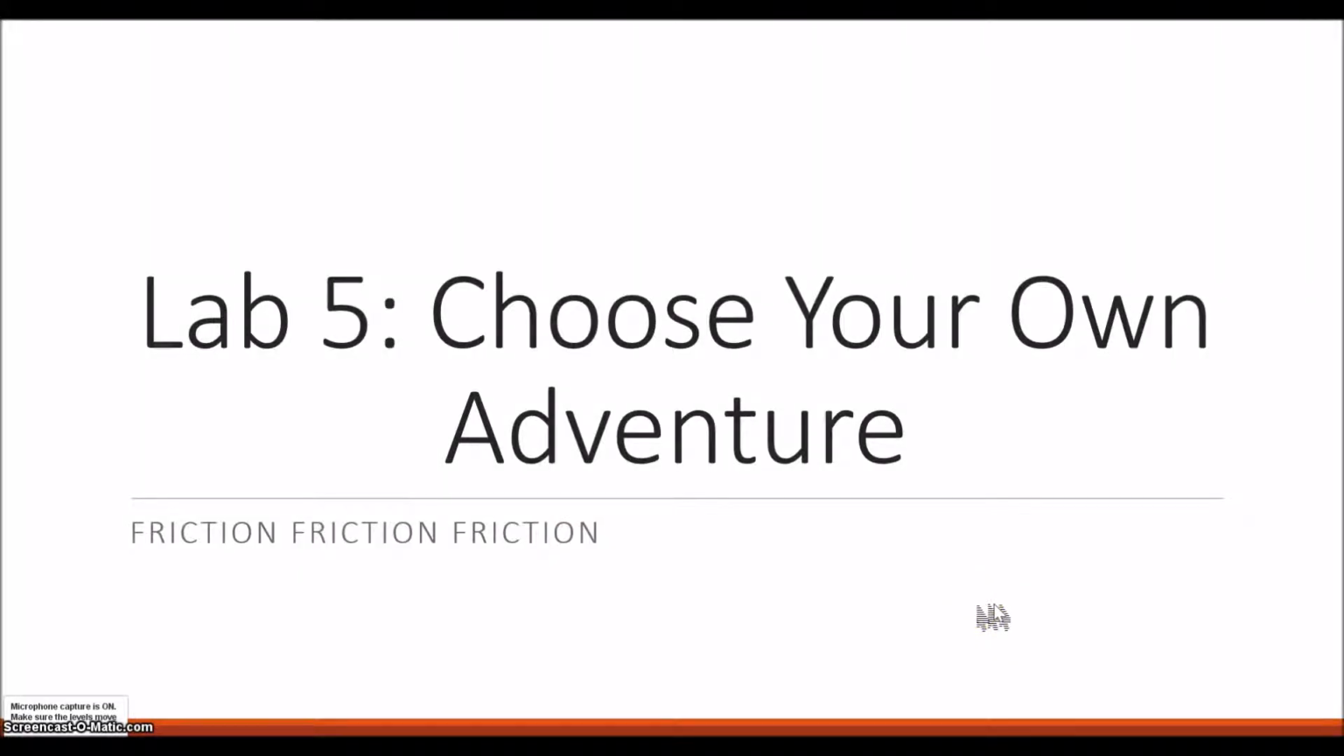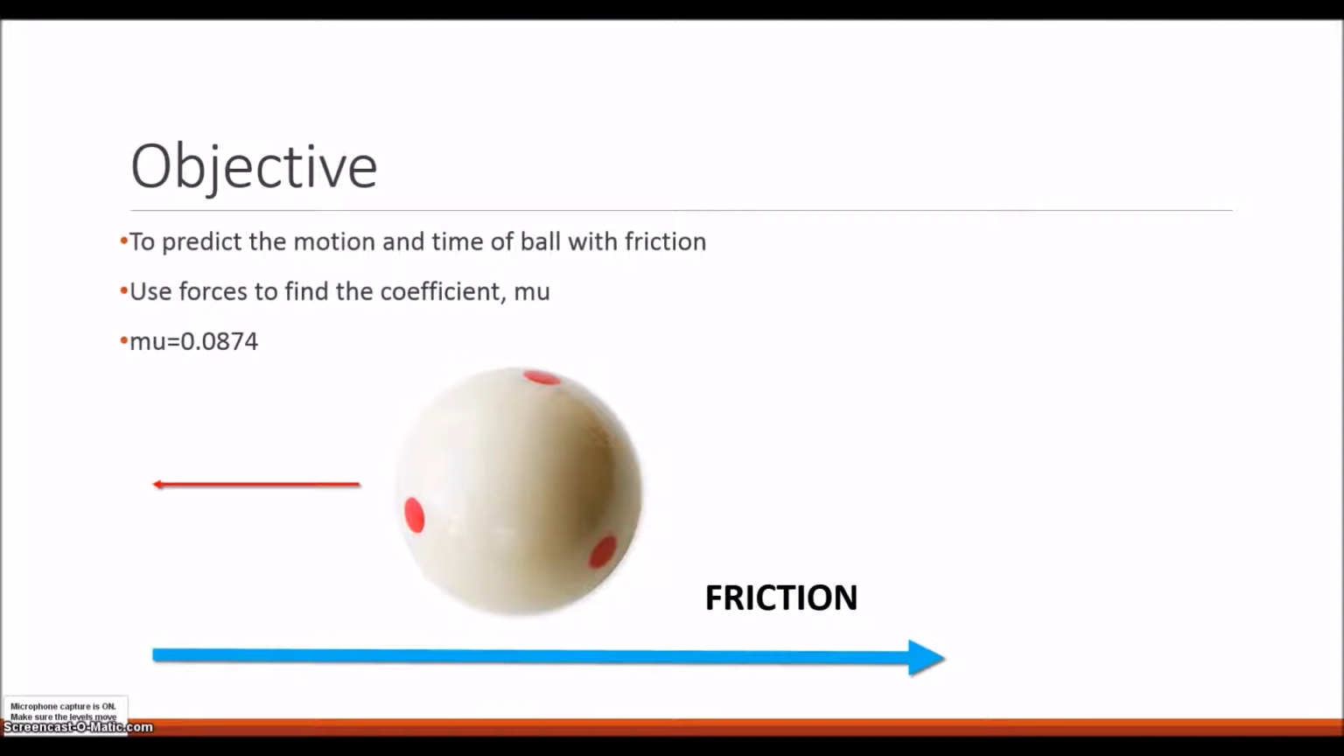Hi, this is Lab 5, Choose Your Own Adventure, and our adventure was on friction. Basically what I did was I pushed a ball across carpet so that the ball was hit by friction and it slowed down. I used VPython to predict the motion and the time of the ball with that friction, and with that friction we have to add other forces.